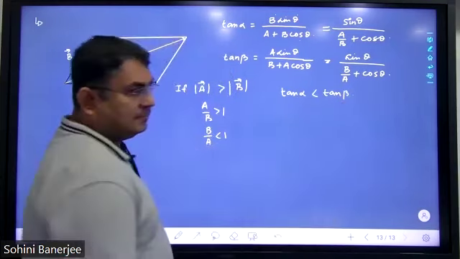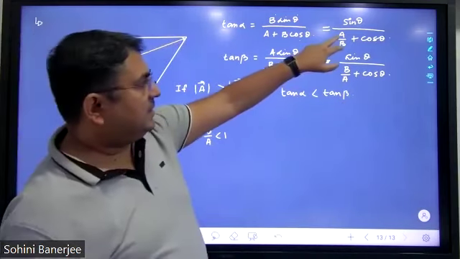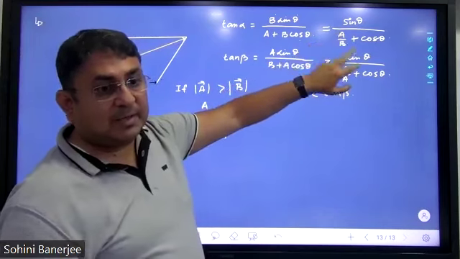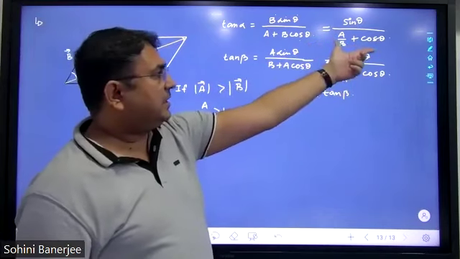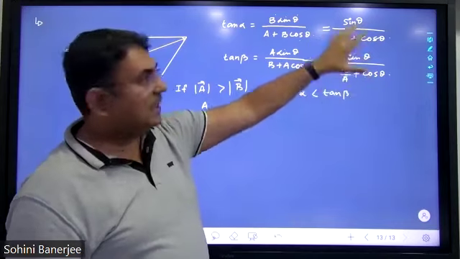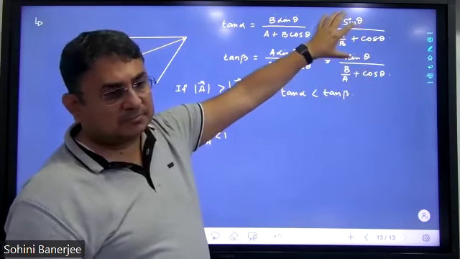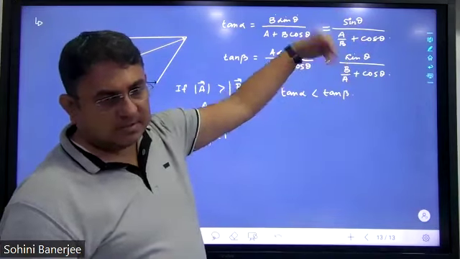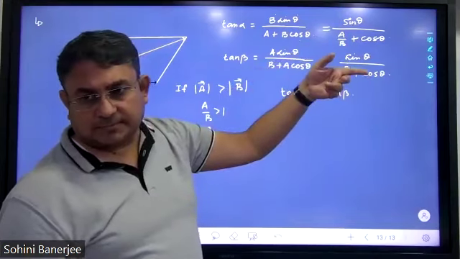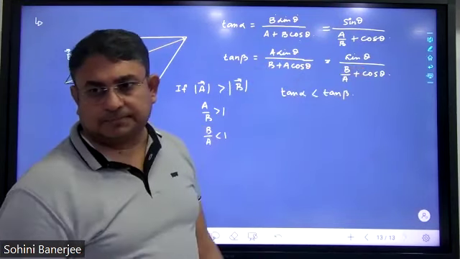Any doubt? A greater than B, then A by B greater than 1, B by A less than 1. So this denominator is more than this denominator. Then what happens to the fraction as a whole? It decreases. Tan alpha less than tan beta. Clear? Any doubt?